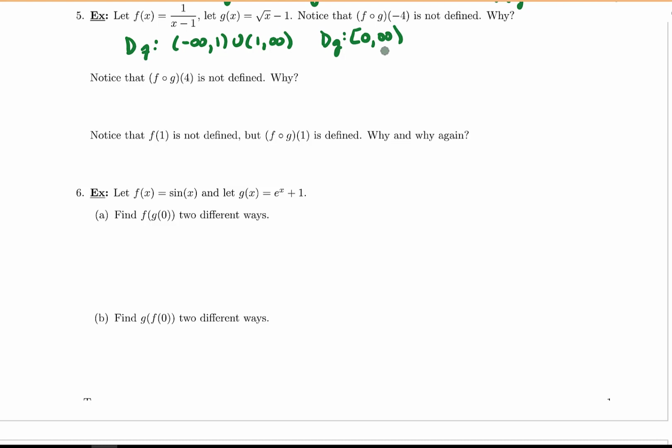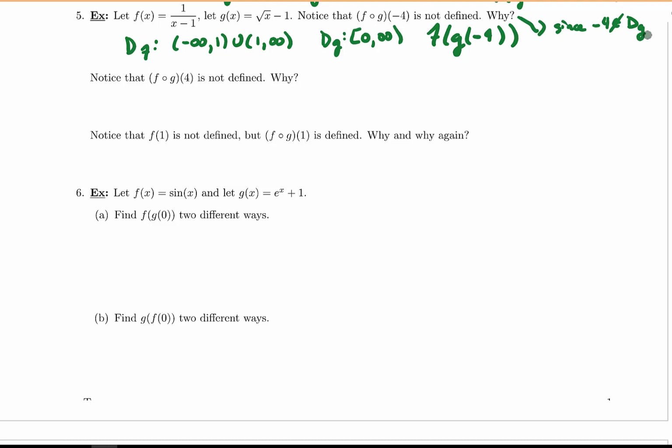So let's talk about the domain of their composition a little bit. Well, let's first ask the question, is negative 4 in the domain of the composition? Well, the answer is no, because if we write this in shorthand, it would be f of g of negative 4. So we would input the value negative 4 into g of x, but it's not defined there. Why? Since negative 4 is not in the domain of g.